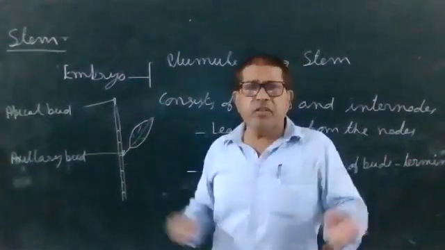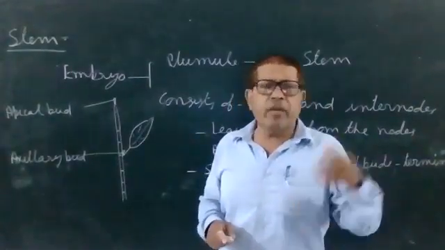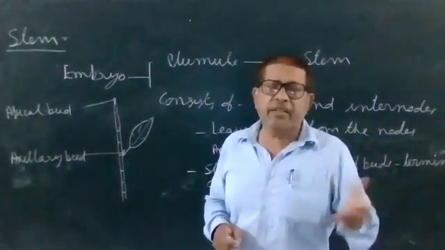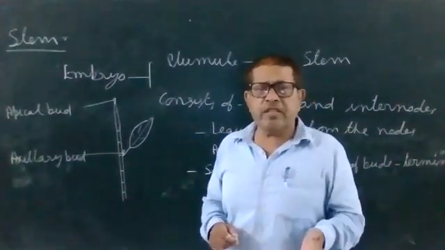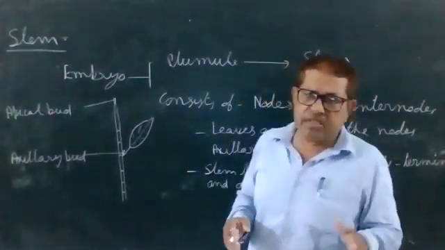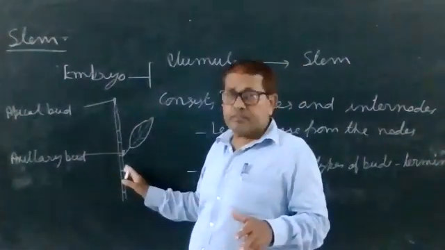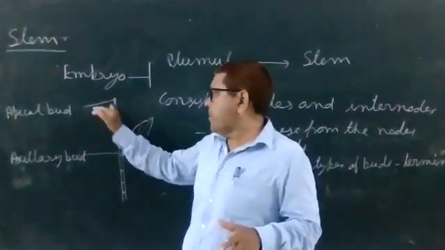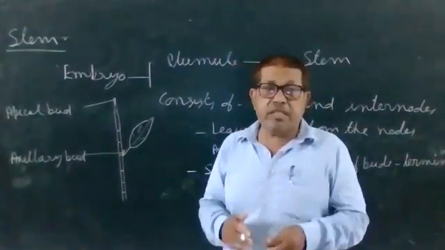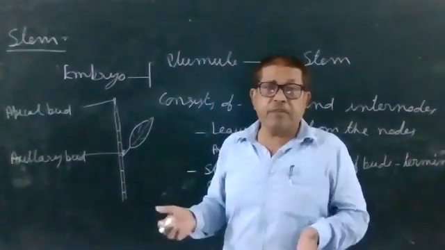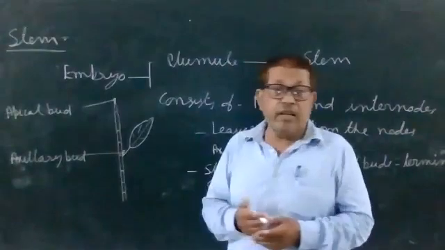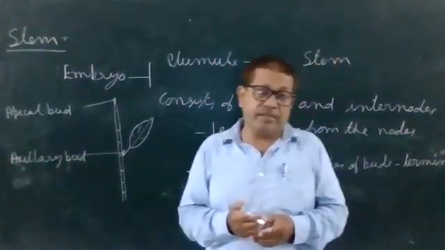Axillary buds may be modified into stem, or may be modified into tendrils, or may be modified into spines, etc. So this is about the stem, which consists of apical buds. It is divided into nodes and internodes. Nodes bear leaves and axillary buds.